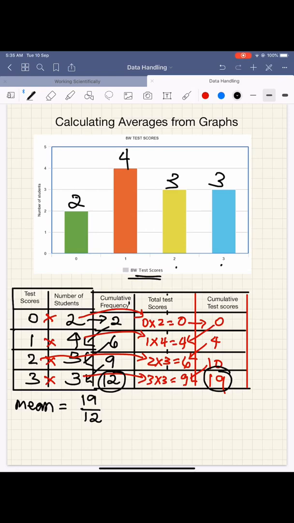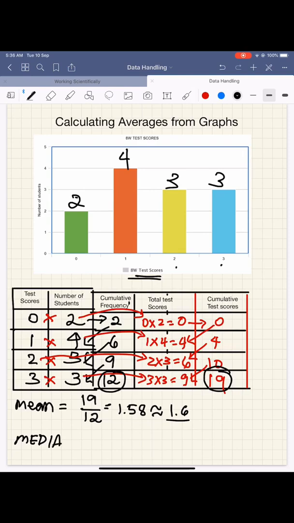So what is the answer? Okay, that would be 19 divided by 12, which gives you 1.58, which we can round off to 1.6. So the mean is 1.6. Okay, now let's look for the median.